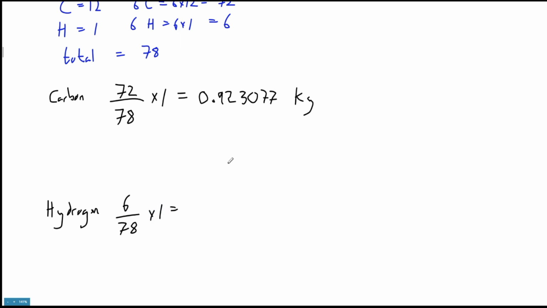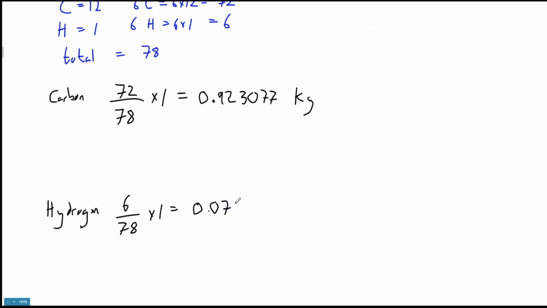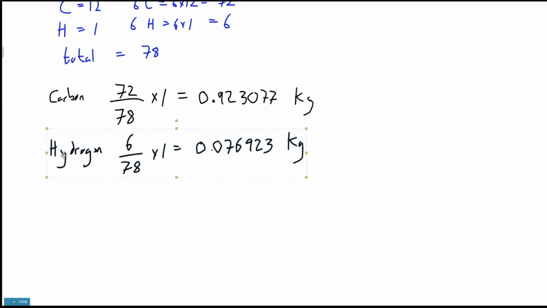Let's write it. I can squeeze it in here. So let's do that on a calculator. We're going to do 6 divided by 78, and then we times it by 1. We got 1/13, which is equal to 0.076923. Again, it repeats, but it repeats over 0.076923 kg of hydrogen. That's exactly how much hydrogen we have in the fuel.